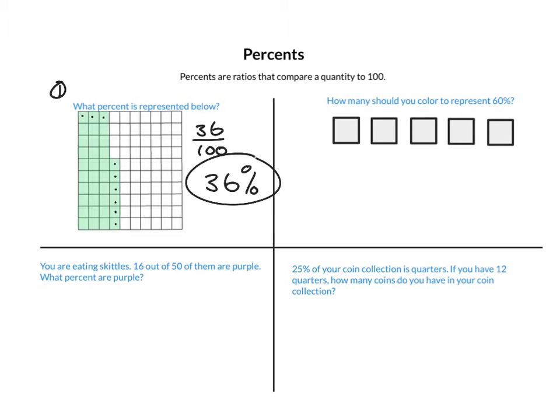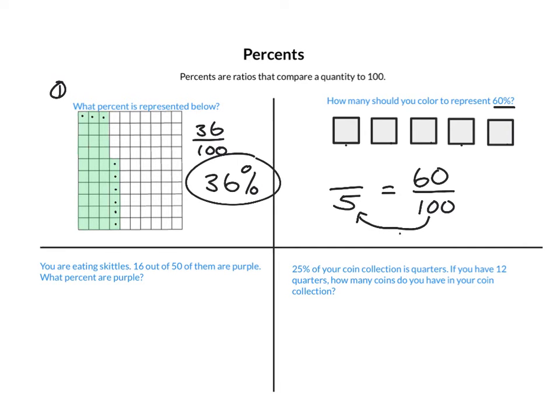Okay, now this is asking how many should you color to represent 60%. Okay, so this time, this is going to be out of 1, 2, 3, 4, 5. So we need to figure out 5, something out of 5 equals 60%, which is 60 out of 100. Okay, so basically let's look and see what do we have to divide 100 by to get down to 5.